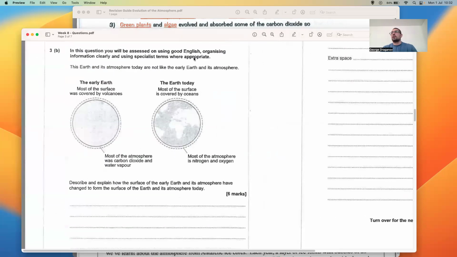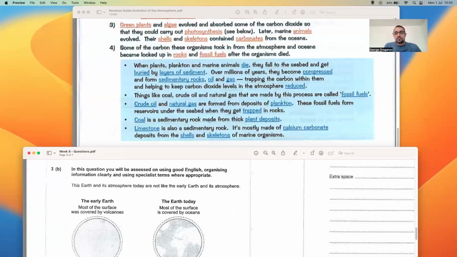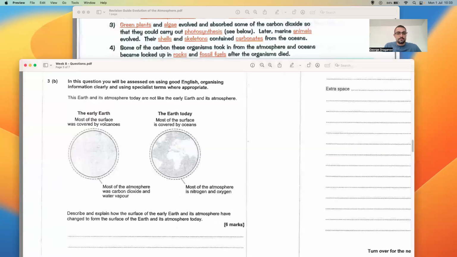So forget about being assessed on your good English. Focus on this. Describe and explain how the surface of the early Earth and its atmosphere have changed to form the surface of the Earth and atmosphere today. And they show you how here it was mostly CO2 and water vapor, and now it's mostly nitrogen and oxygen. So you have to explain how this one decreased and this one, and how these two increased. And you have to explain it, not just describe it. So the mark scheme goes as follows.